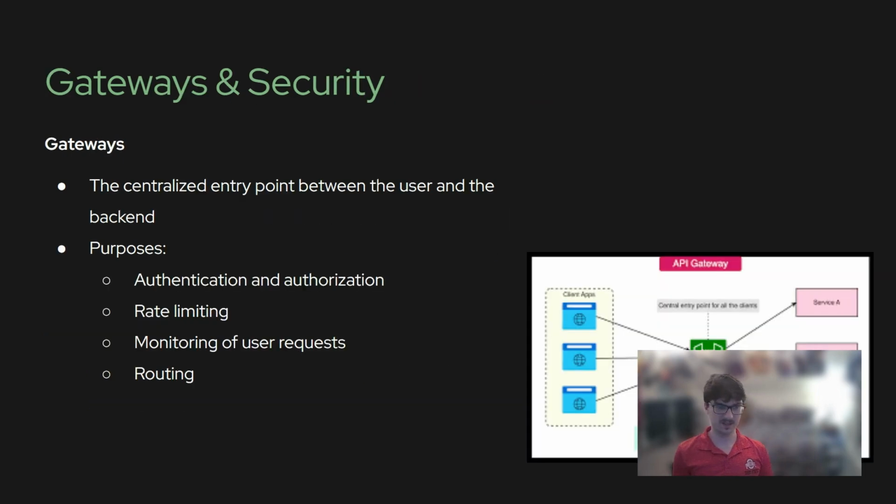And gateways and security. The gateway is the centralized entry point between the user and the backend. This access point sets up authentication and authorization, rate limiting, monitoring of user requests, and routing. It handles all the security functions and centralizes these responsibilities so that it's easier to manage this security.